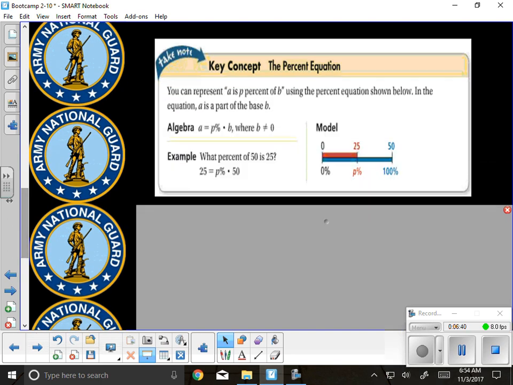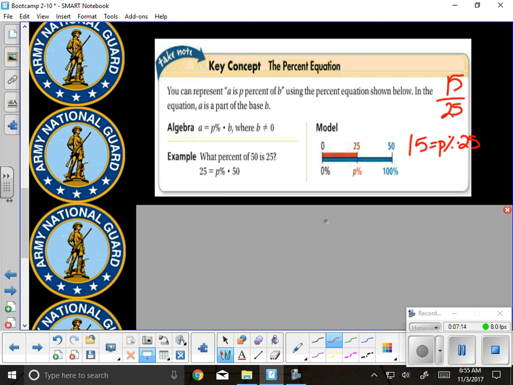The percent equation states you can represent A is P% of B using the percent equation shown below. In the equation, A is the part of the base B. So again, it's a similar definition of part and whole. But with this one, instead of putting one number over another, like 15 over 25, you're going to do 15 equals P% times 25.